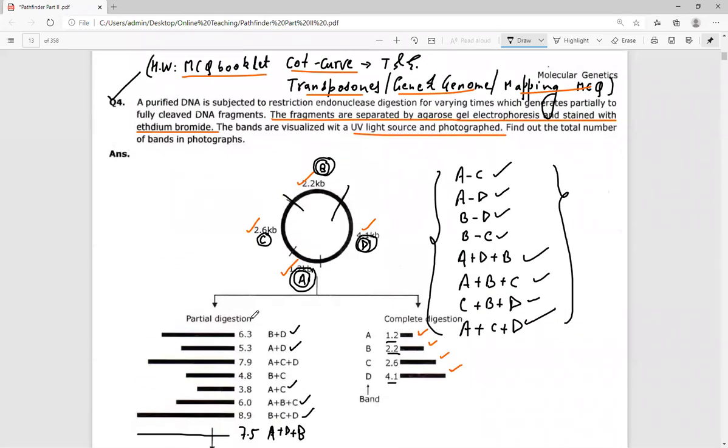Any doubt? Any problem? No doubt now. Is this clear to you or not?